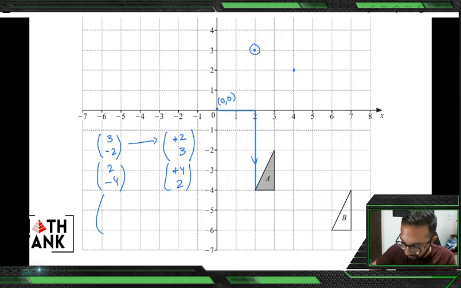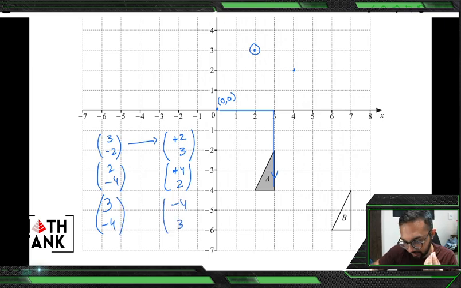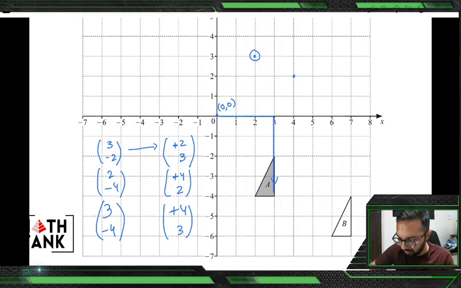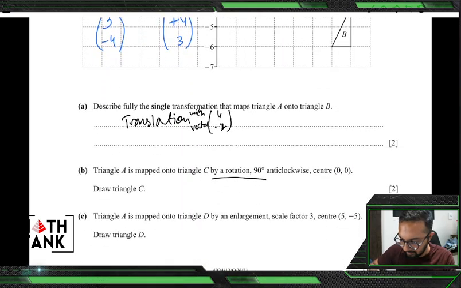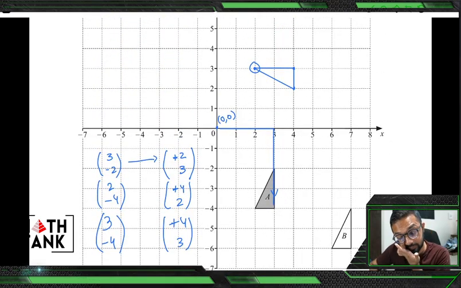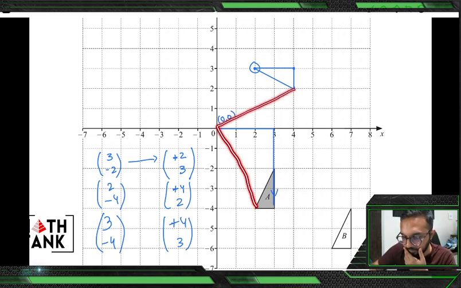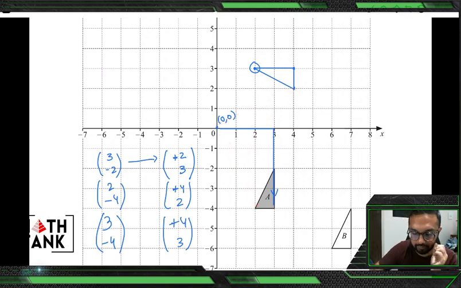Then the third one is this coordinate. So I have a movement of 3 and -4. So -4 and 3, and then change the sign. So +4 and 3. You see, you've got your answer. Rotated 90 degrees anti-clockwise, center 0, 0. I can also show you how that movement is happening. If you look at this point, 90 degrees anti-clockwise. Let's see.